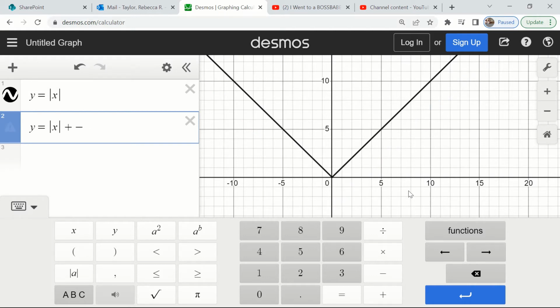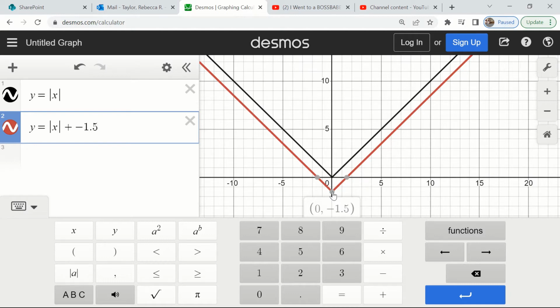We'll do one more. Let's do 1.5. Why restrict ourselves to integers? What's really neat about Desmos is when you hover over one of those points, the coordinates will pop up, so you can see exactly where you're at. The conclusion we want to draw is that adding or subtracting, adding positive or negative numbers outside of the absolute value slides the graph up and down.